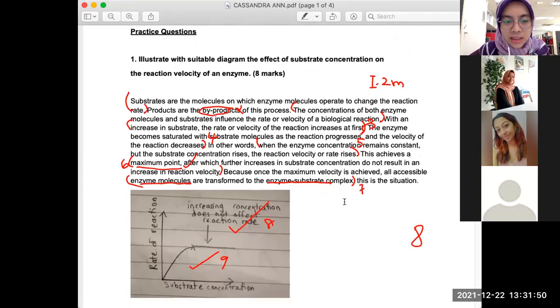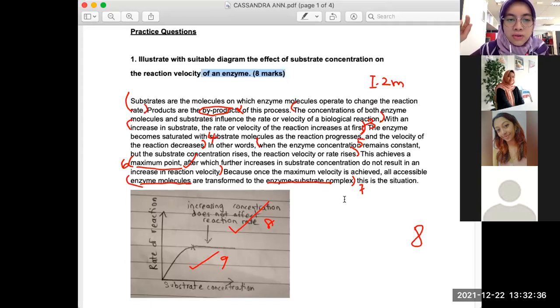The first mark is for a correct graph. It should be the graph for the effect of substrate concentration on reaction velocity. If you draw the wrong graph, like a pH graph or a temperature graph, then it would be wrong. So the graph must be correct. Another mark would be allocated for your labeling of the graph: your x-axis, y-axis, and if you are labeling the maximum point or the Vmax. For this one I can give increasing concentration, but you can write maximum point or Vmax. So labeling must be correct.